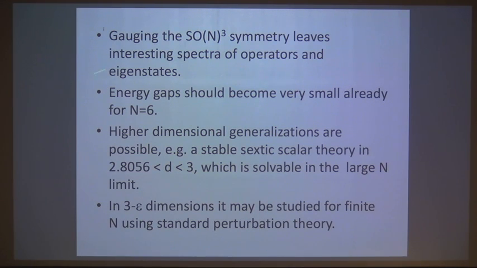There are two projects in progress I described. One is this valiant attempt at large-scale diagonalization, which really gives us control for O(4) cubed. One can dream about n equals 6, where energy gaps should become very small, but this is certainly not feasible in any direct sense. And then also a bosonic theory, which at least in some range of dimensions below 3 looks perfectly stable, solvable in the large N limit, and has meaningful results at small n as well. OK, thank you very much.